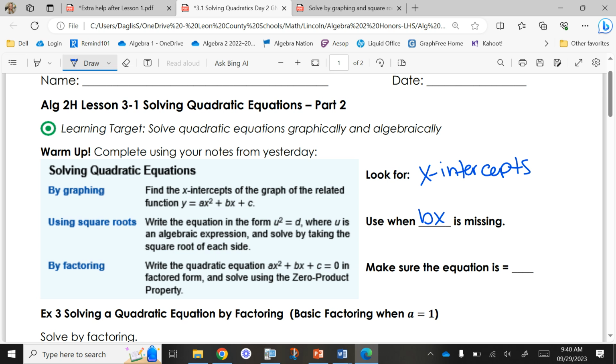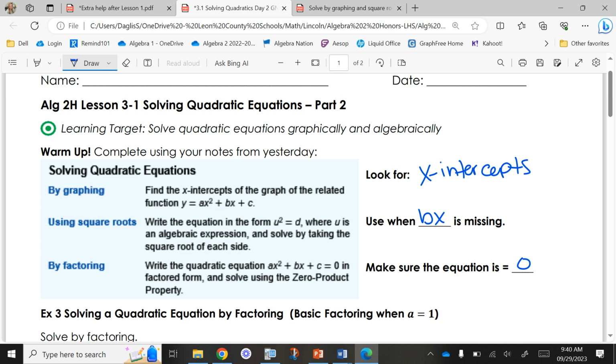And then when we are solving by factoring, we need to make sure what? That we are equal to 0, okay? That was also pretty important when we were graphing yesterday, because you need everything on the same side before you can type in your calculator, okay? Today, the whole thing needs to be equal to 0 before we start to factor.